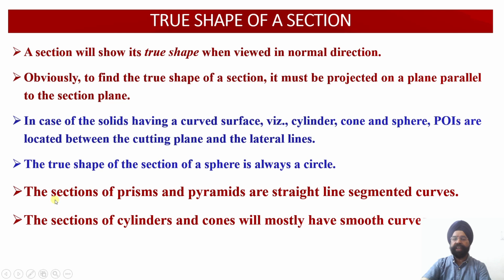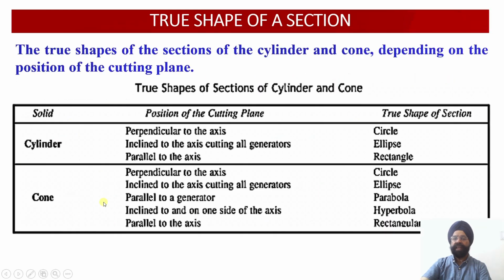And this thing I have already told you, that sections of prisms and pyramids will be joined by straight line segments, whereas the sections of cylinders and cones will have smooth curves over there. Now you can see, if we cut a cylinder or a cone in different ways, the resultant shapes are going to be different.